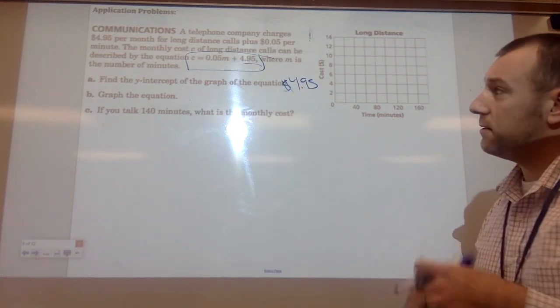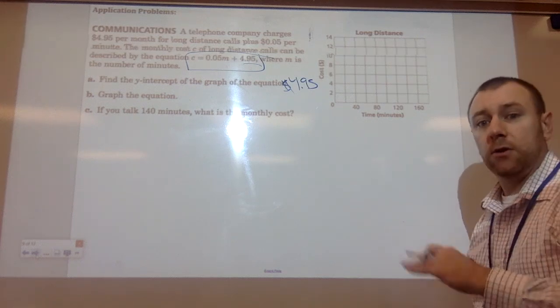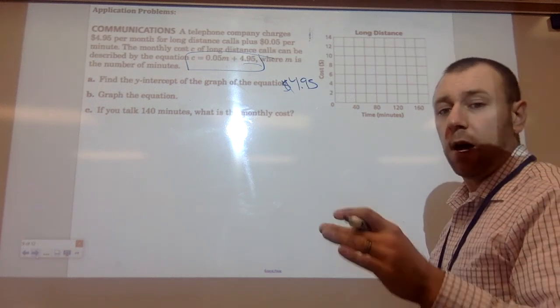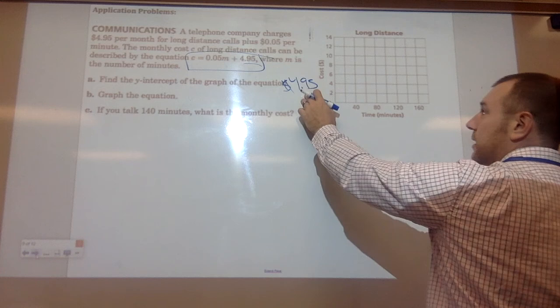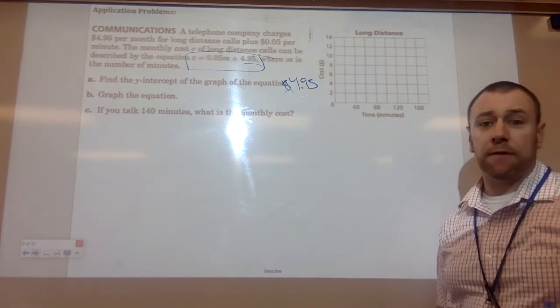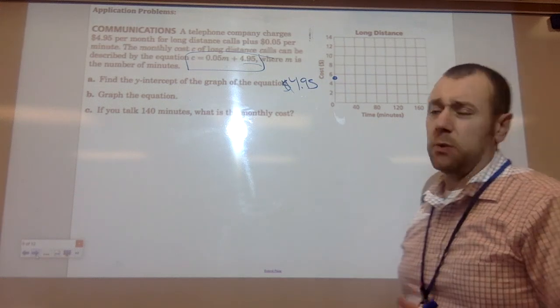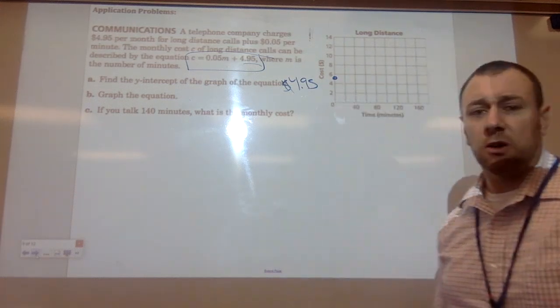And it is that per month charge that you're going to get no matter what, if you use it no minutes or if you use 100 minutes. You're always going to get charged $4.95. Now, it's going to be hard to graph that. What you've got to do is estimate. It's going to be somewhere between 4 and 6, really close to that 5 mark.